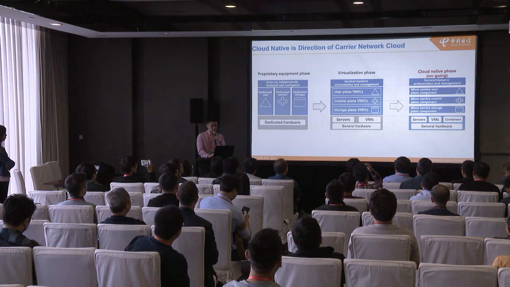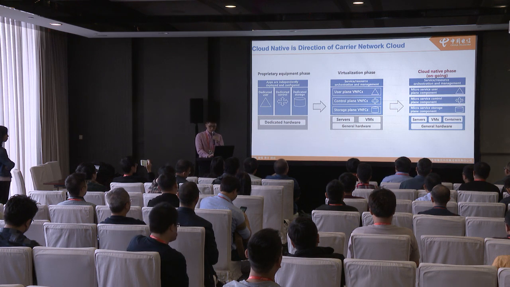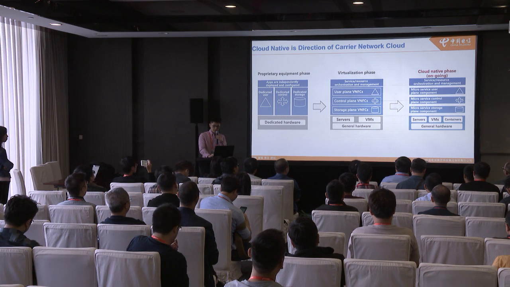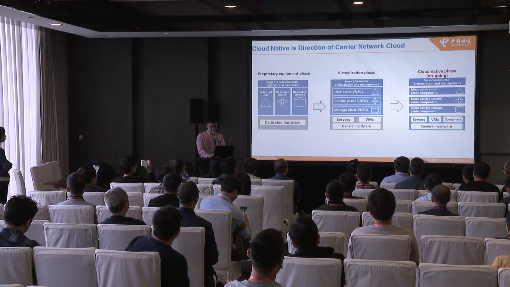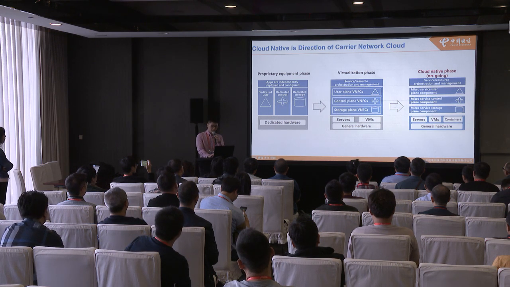The second phase is the virtualization phase. In this case, the infrastructure consists of bare metal servers plus virtual machines on general hardware, and the VMs are all running on the general hardware. The service and the resource have been orchestrated and managed through both the user plane and control plane, plus the storage plane. This is what we have already achieved in 2018.